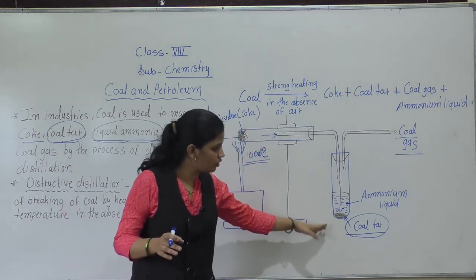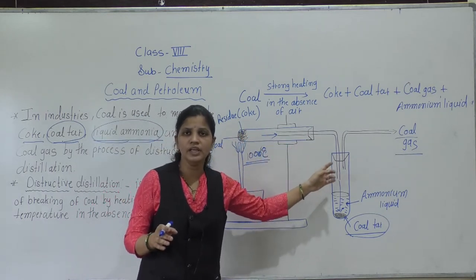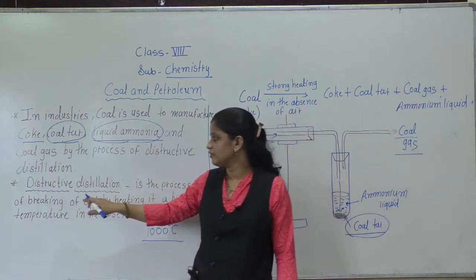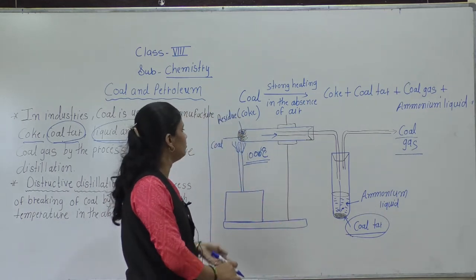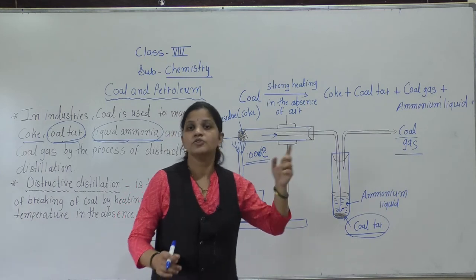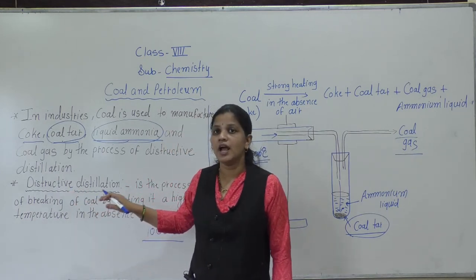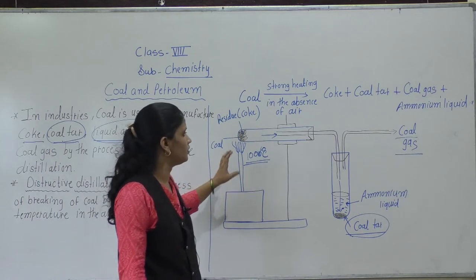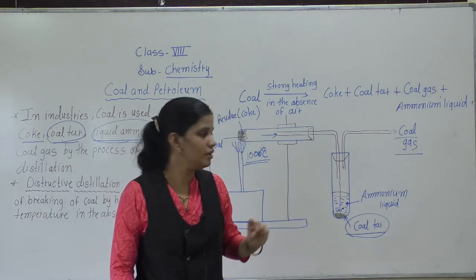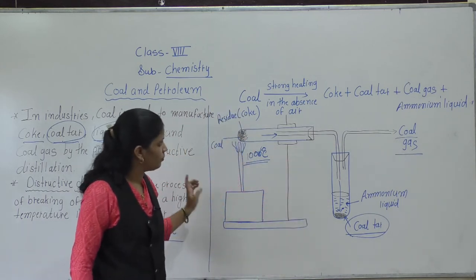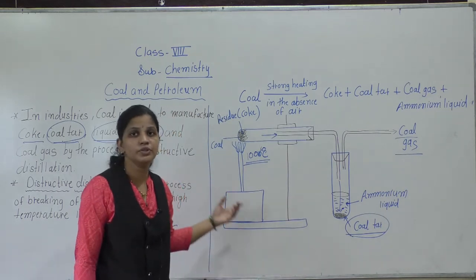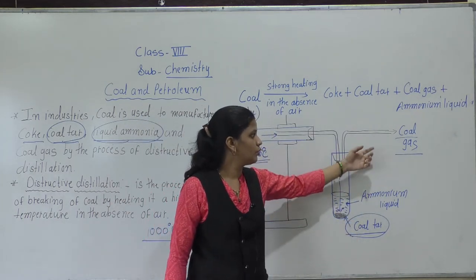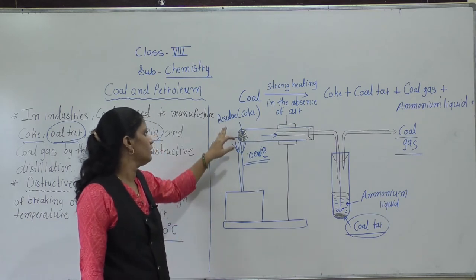So this whole process is known as destructive distillation. Now why is the name destructive? Because here we break down the coal into different products, so it is known as destructive distillation. And this process is in the absence of air. Through this process we got these substances: coal tar, coal gas, ammonium liquid, and the residue, coke.